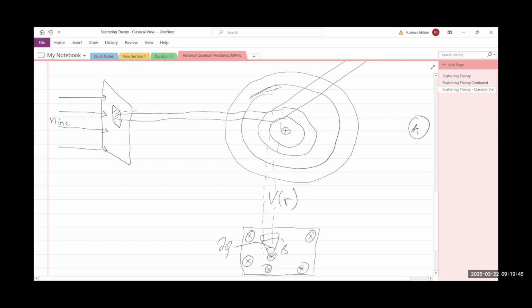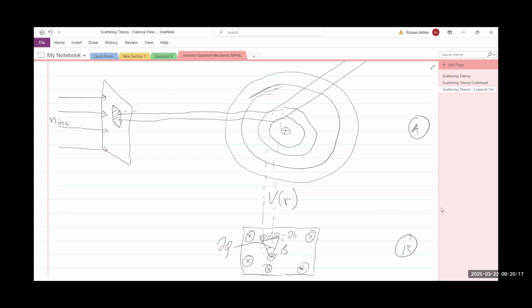और ये जो strip है, that is a differential impact parameter. This is basically dB. So जो in fact scattering हो रही है, that is going in from B to B plus dB. And इसको let's say मैं इसका नाम दे दूं B.